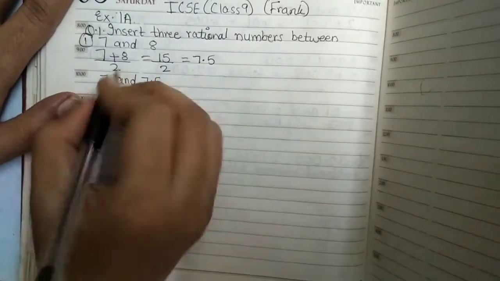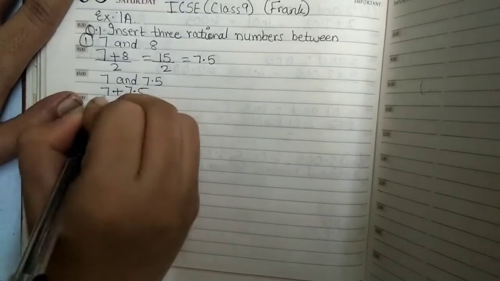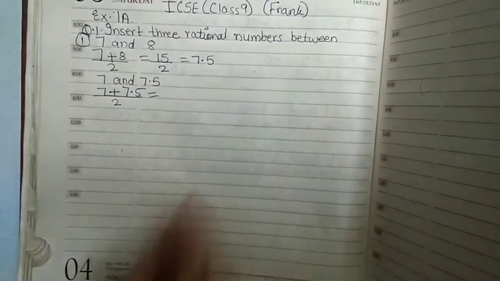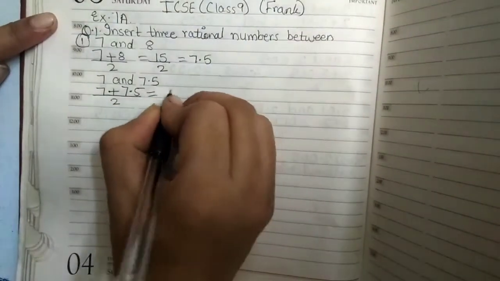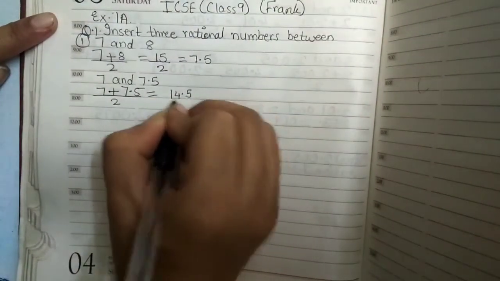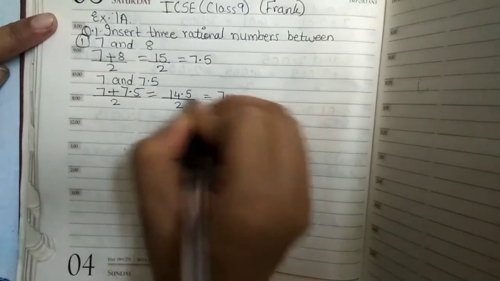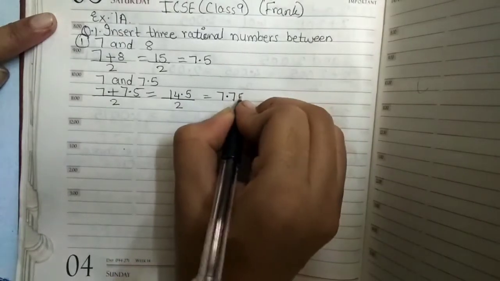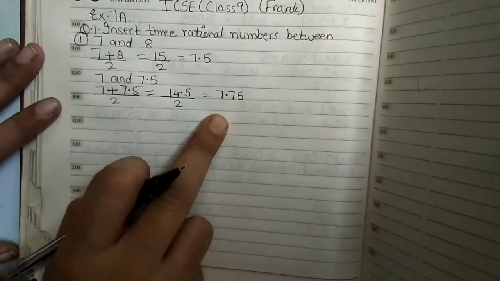So when we take these two numbers, this becomes 7 plus 7.5. We will follow the same common method. So this becomes 7 plus 7.5, that is 14.5 divided by 2. So this becomes 2 sevens are 14, and 2 fives are 10, because 1 remains. When you divide, you will get this answer.